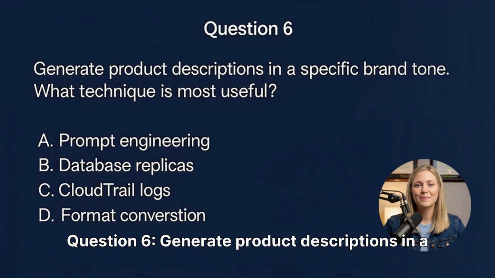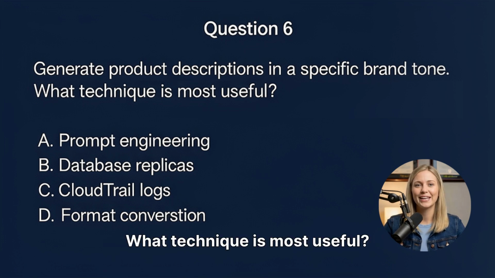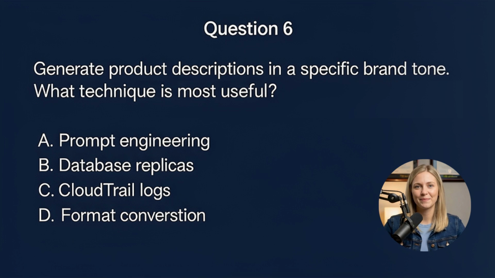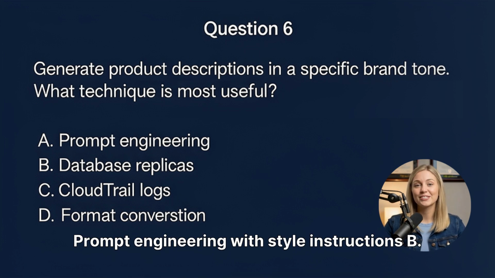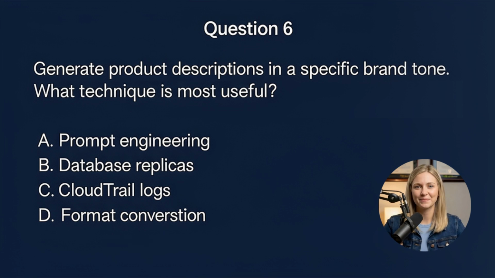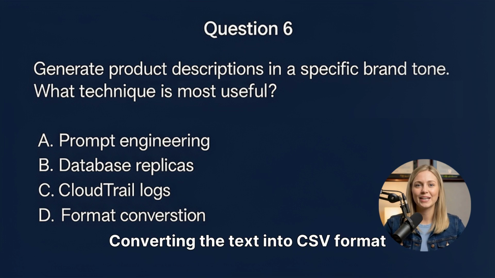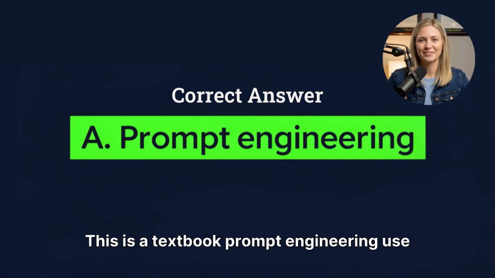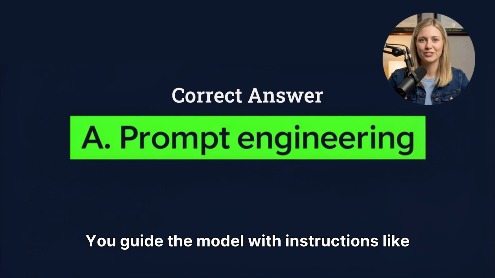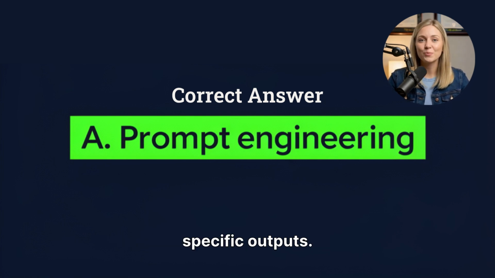Question 6. Generate product descriptions in a specific brand tone. What technique is most useful? A. Prompt engineering with style instructions. B. Increasing database read replicas. C. Using CloudTrail logs for model tuning. D. Converting the text into CSV format. Correct answer, A. This is a textbook prompt engineering use case. You guide the model with instructions like tone, format, and target audience to get specific outputs.